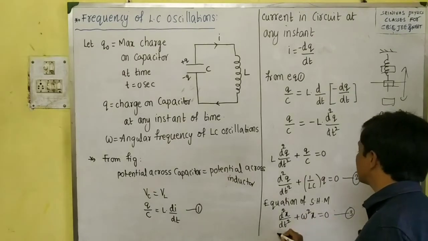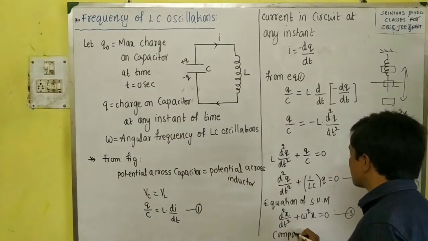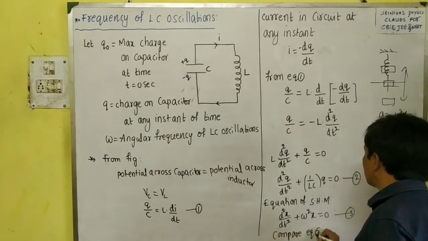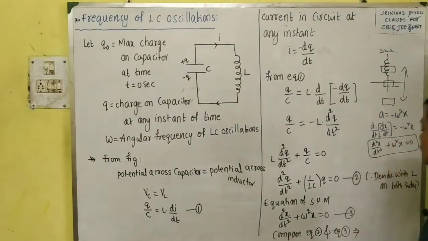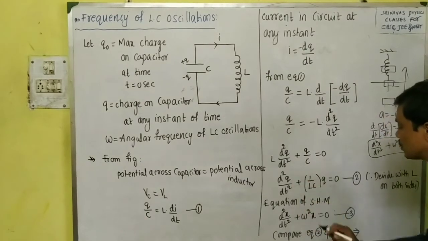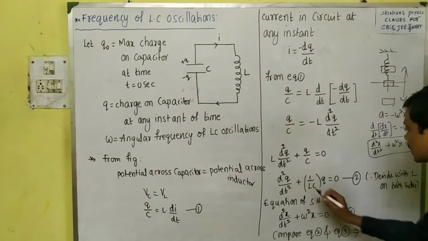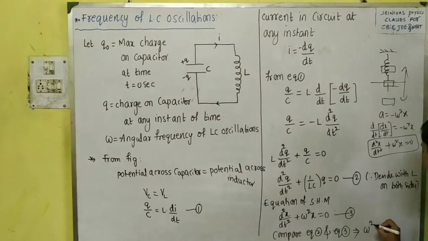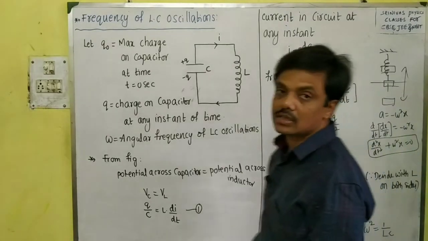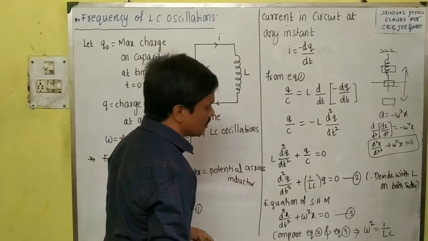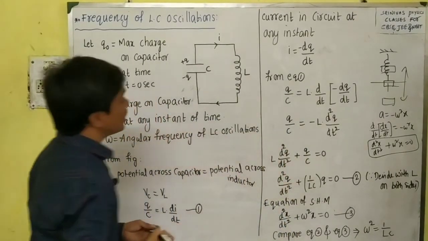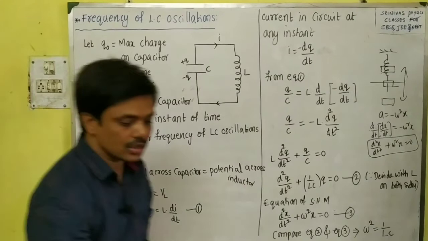Now compare equation 2 and equation 3. What will you get? You see here, instead of x, q is there, and instead of omega square, 1 by LC is there. We write omega square as 1 by LC, and omega as 1 by root LC.